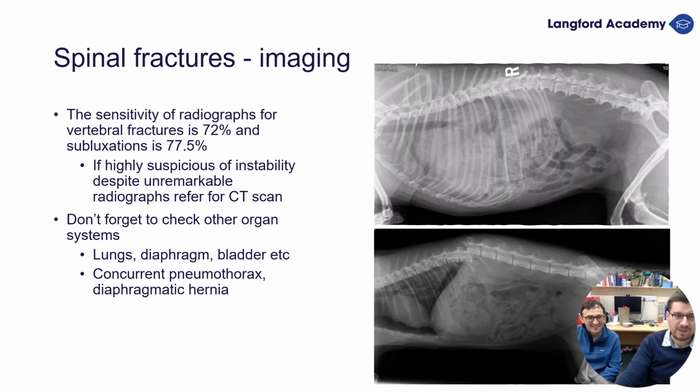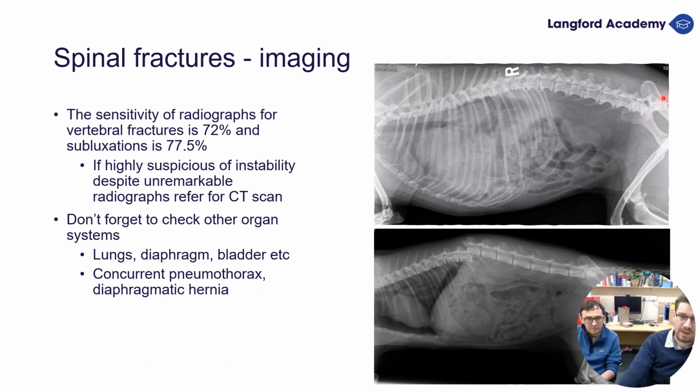So the sensitivity of radiographs to vertebral fractures and luxations is about 72 and 77% respectively. So it's not a great test to completely rule out that there's not a fracture or a subluxation. And this top right radiograph is a really good one just to highlight that. There's a really subtle subluxation about L2, L3, which you could only really see if you scrutinise the articular facets really, really closely. But what it does show is the concurrent soft tissue and orthopaedic injuries really nicely.